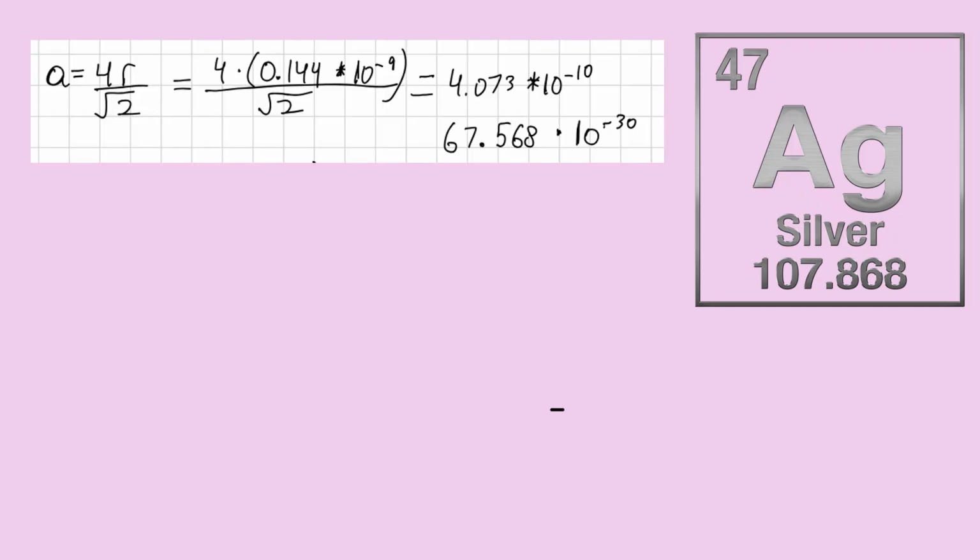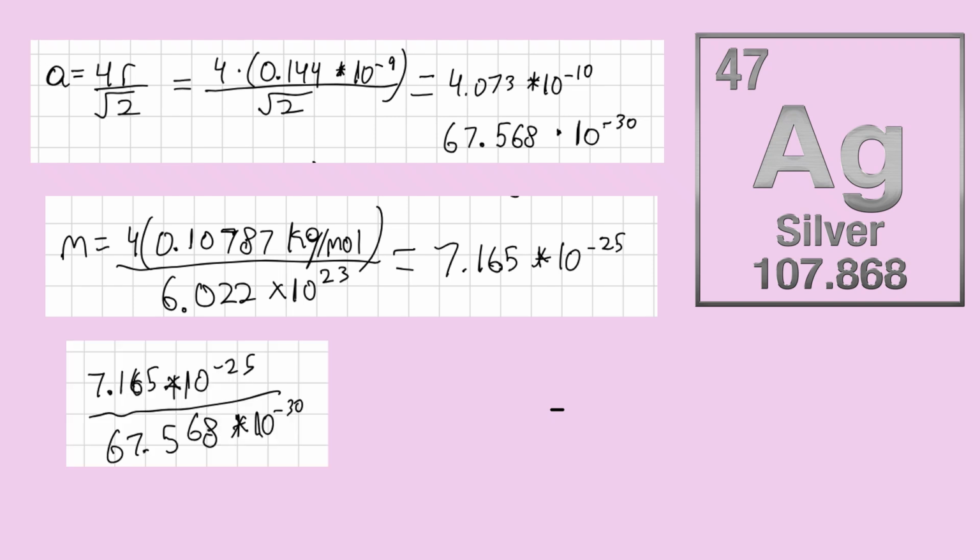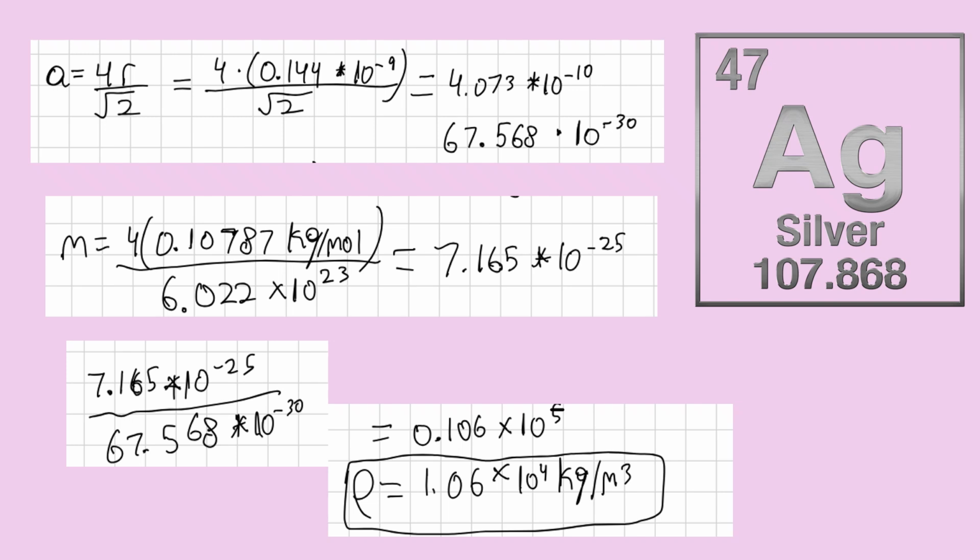Following a similar process to what we did for the gold, we got A is equal to 4.073 times 10 to the negative 10. You cube that, and you should get 67.568 times 10 to the negative 30, which would be our volume. And for our mass, I got a value of 7.165 times 10 to the negative 25. All right, you put one over the other, and you should be left with your density, which is 106 times 10 to the 4 kilograms per meter cubed.